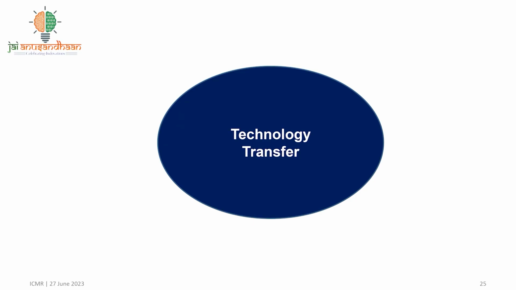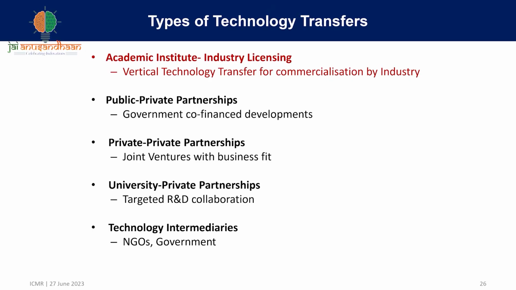So, what is technology transfer particularly? There are different types of technology transfers. We only understand technology transfer as transferring a technology from academia to industry, but that is just one form of technology transfer, vertical technology transfer. But there are various ways and means by which we do technology transfer in our day-to-day operations.